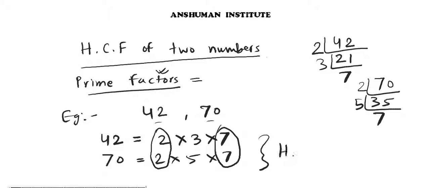So HCF of these two numbers 42 and 70 using the prime factor method will be, from the common factors we will take 2 and 7, and we will multiply these two and we get HCF as 14. So this is one method of finding the HCF.